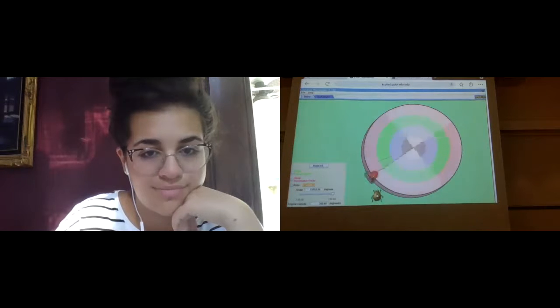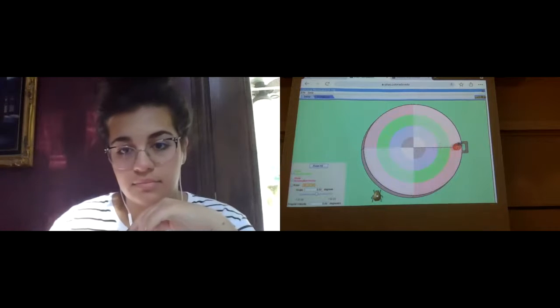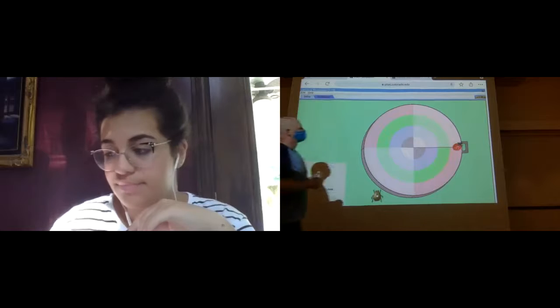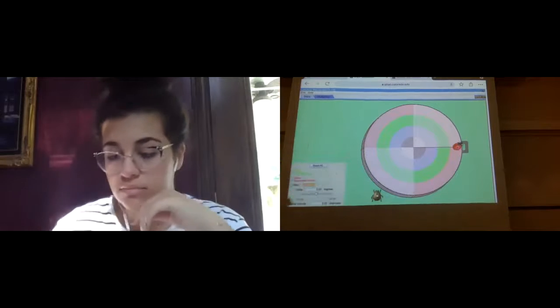Okay, I want to stop. Reset all. Good. So if I just stop this at some random point, the bug will be at some position, and the angle at which it makes with the vertical basically tells me where it is along this vertical axis.